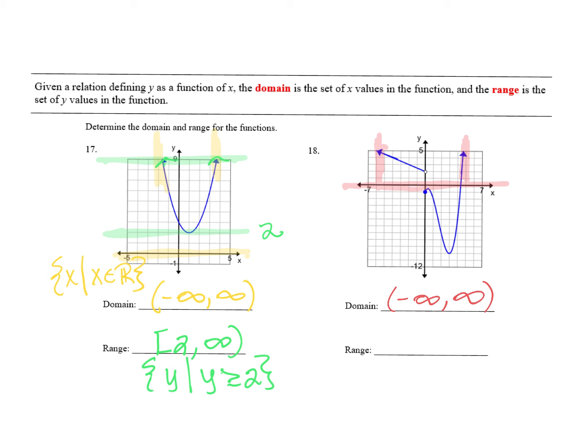Okay? The range goes from bottom to top. So if I look, my lowest y value is down here at negative 10. When I go up, my highest, I've got arrows pointing up here. And do I skip any y values? Well, if I look and I fill this in, I see that I don't actually skip any y values anywhere. So that means my range is going to be from negative 10 to infinity.